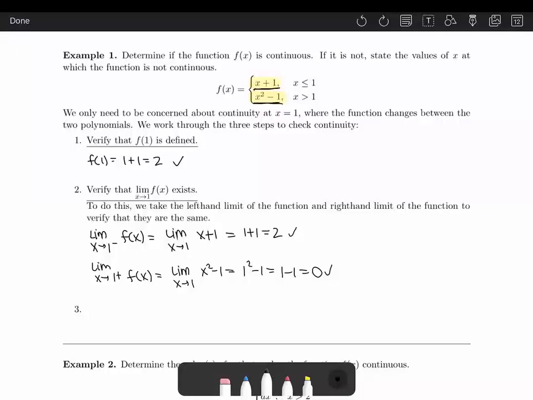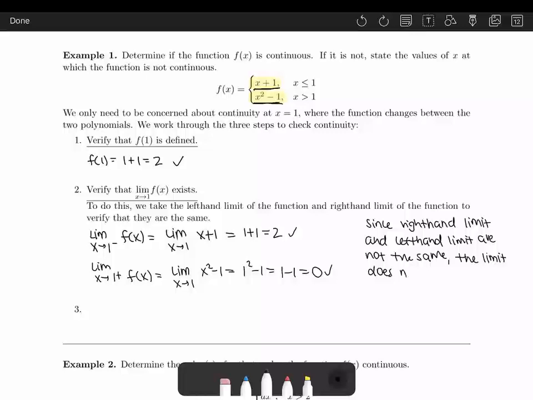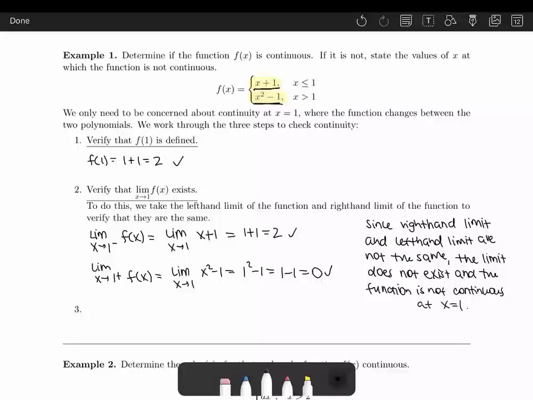However, these are not the same. So since the right-hand limit and left-hand limit are not the same, the limit does not exist, and the function is not continuous at x equals 1, because our limit doesn't exist there.